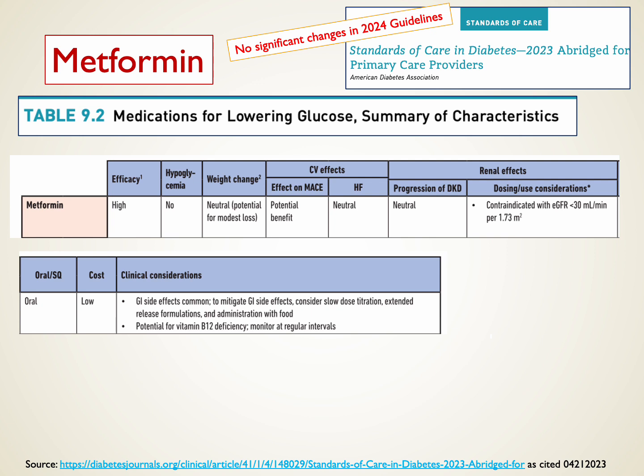Now, with a couple of other agents, there might be patients who have concurrent cardiovascular or renal disease where they may start one other agent before they start metformin. And so it's not now universal that absolutely everybody with diabetes starts on metformin, but it's still a mainstay place to start. That's metformin.